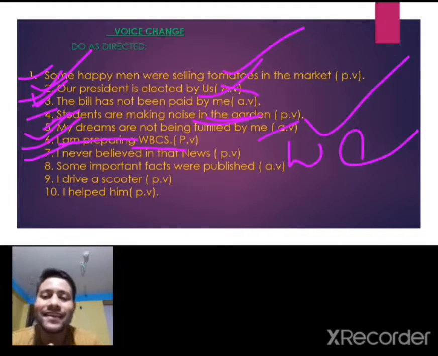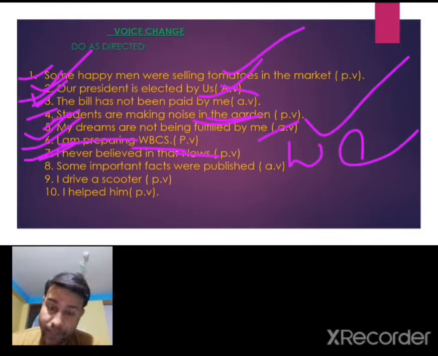See number seven: I never believed in that news. This is in past indefinite tense. So we have to do it this way: that news was never believed by me. I think you understood. Move on to the next one. Next one is eight.